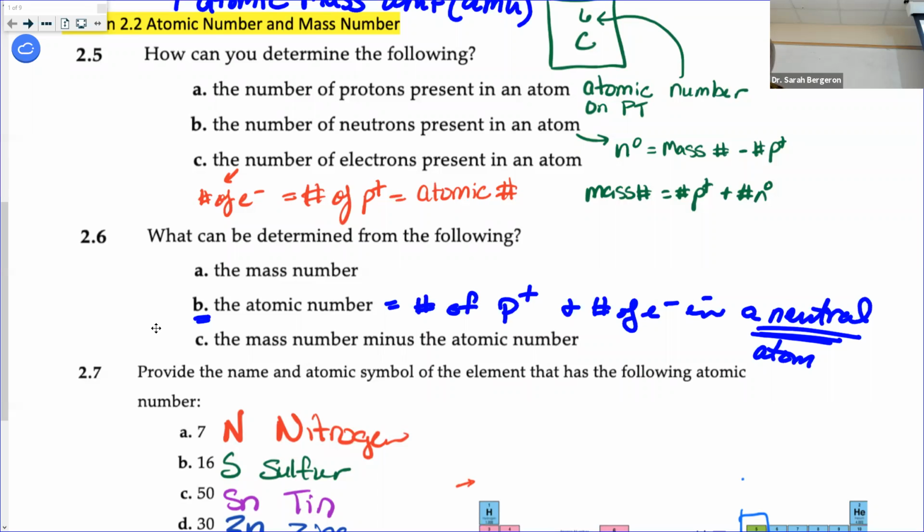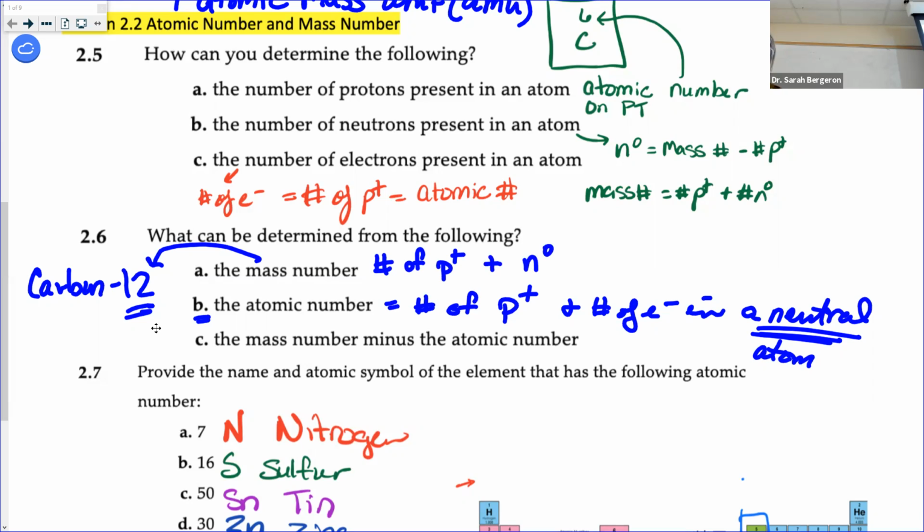Is it on there? What's our mass number? It's not on there. That's one that's not on the periodic table. But a lot of times, if you're given a name like carbon 12, that 12 is the mass number. So what is the definition of the mass number? The number of protons plus the number of neutrons.